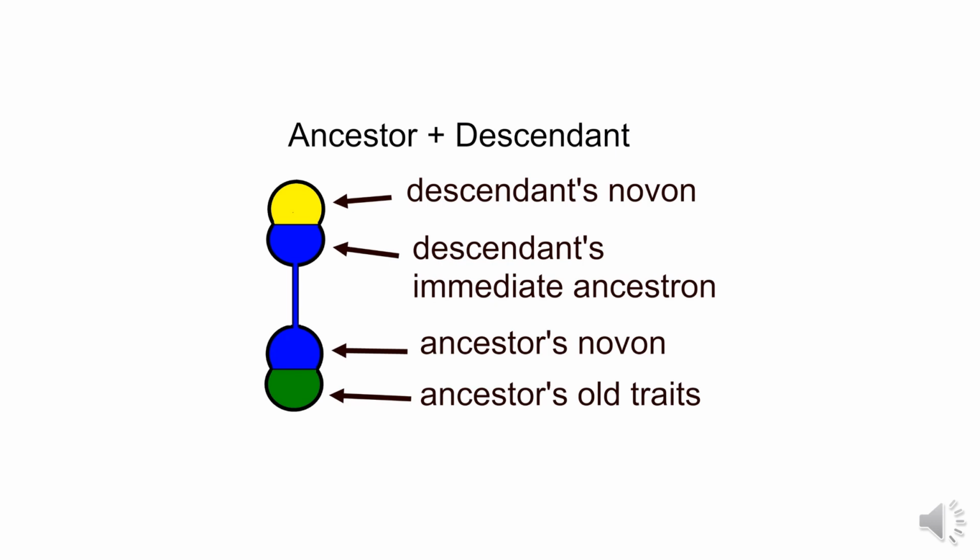The blue traits are almost always given exactly the same to all descendants. Sharing this immediate ancestron helps define a monothetic genus. A monothetic genus is one with one ancestral species and a few descendants, all with the same immediate ancestron.